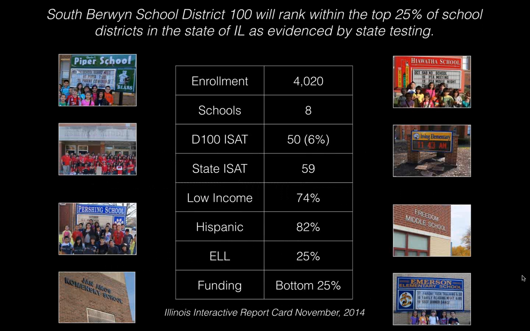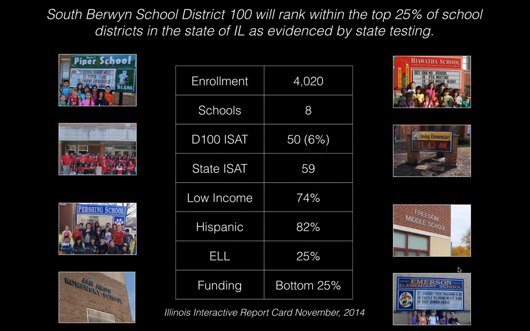And so to give you a little bit of background information on Berwyn, so I can help share the Berwyn story, we have just over 4,000 students. We have 8 buildings, 6 elementary buildings, and 2 middle schools. Our district ISAT scores are at 50% meets and exceeds, and this is current data from the Illinois Interactive Report Card. Versus the state meets and exceeds ISAT scores were at 59%. We've actually had a 6% increase over the last year.